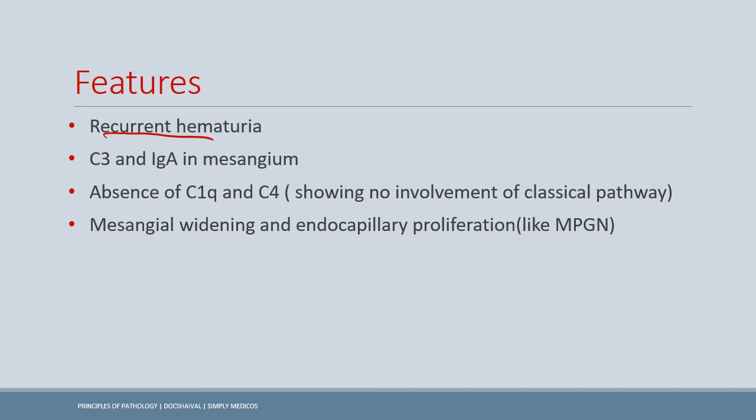Here in the IgA nephropathy, only the alternate pathway is involved, and hence we see the C3 complement deposition and IgA deposition, which is the diagnostic. So in MPGN, we also have the C1q and C4, which are because of the activation of the classical pathway. And we would also see mesangial widening, which is also one of the characteristic features, and endocapillary proliferation, that is like MPGN. So we need to differentiate it from the MPGN.